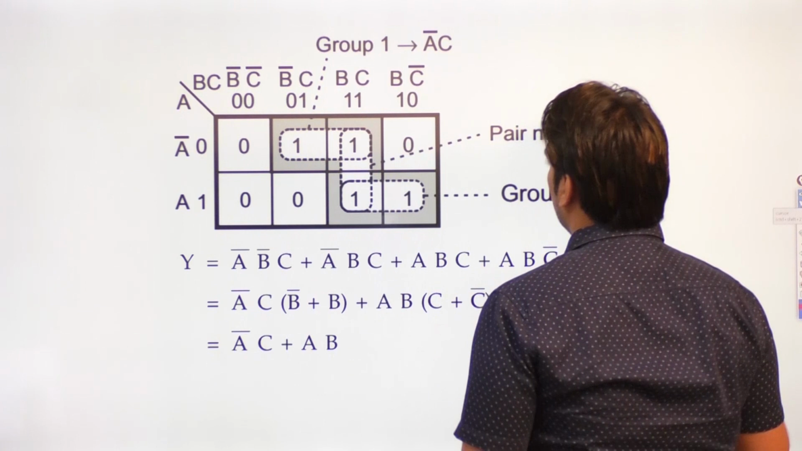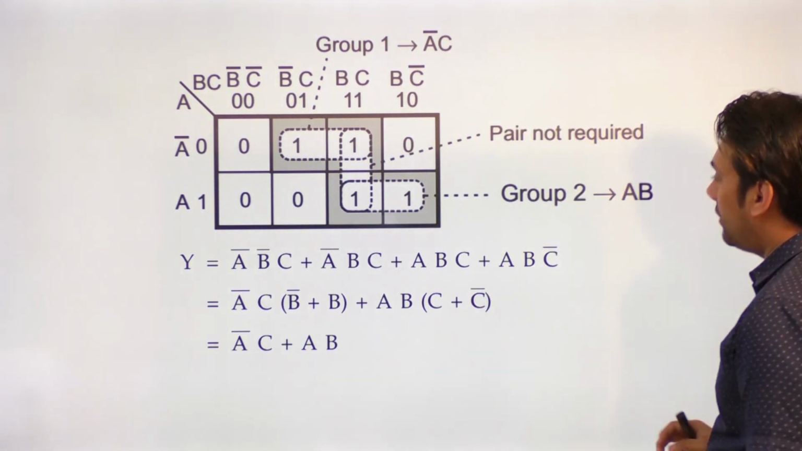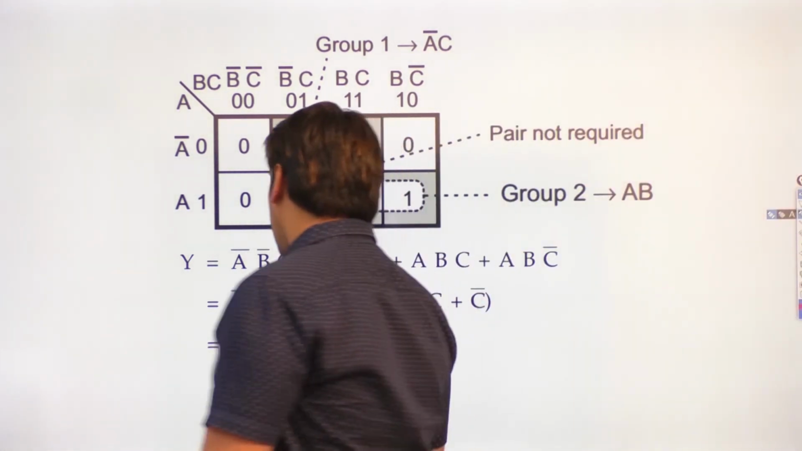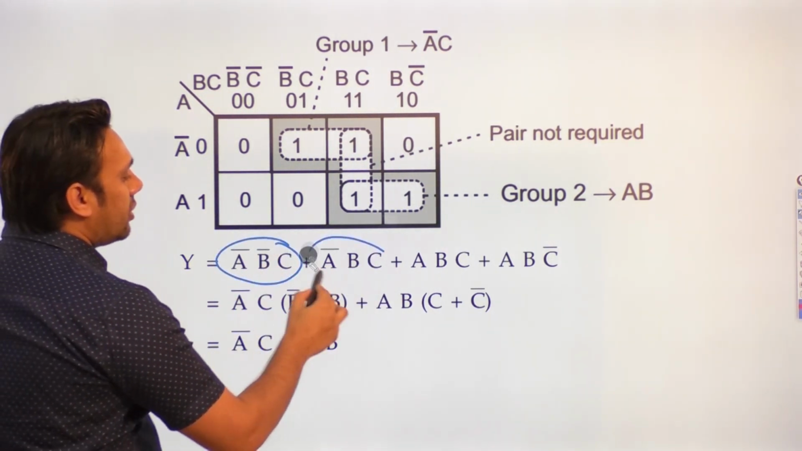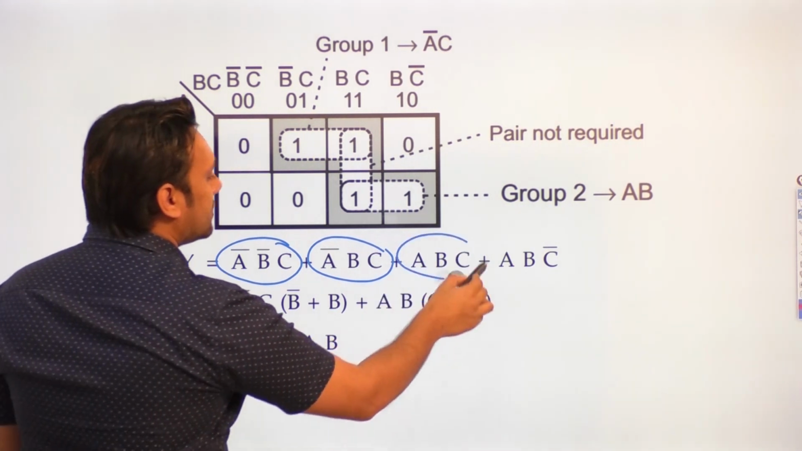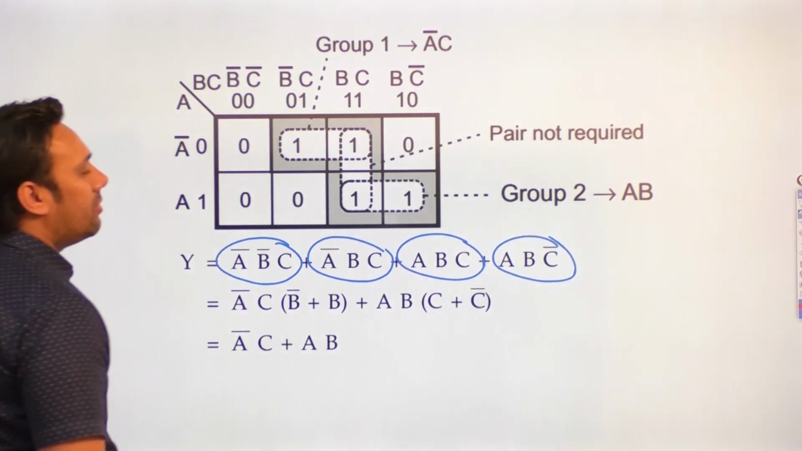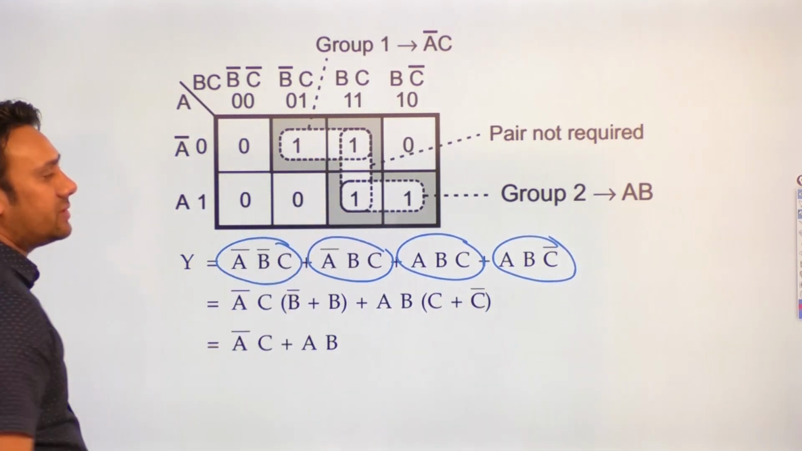Okay, so I think here you can see we have 4 variables. We have A complement B complement C, we have A complement BC, we have ABC, and we have A B C complement. So I am representing all of these terms here.